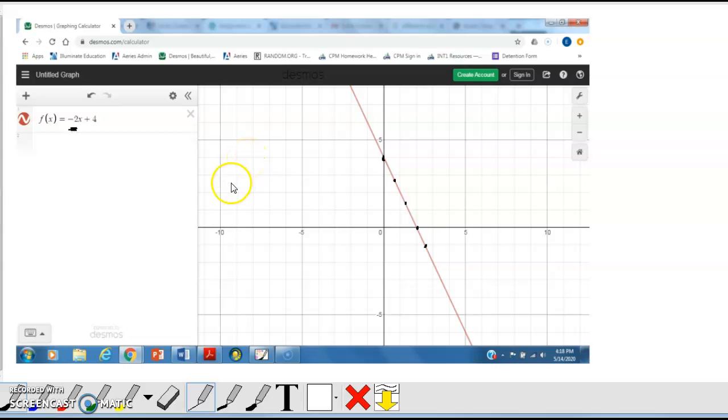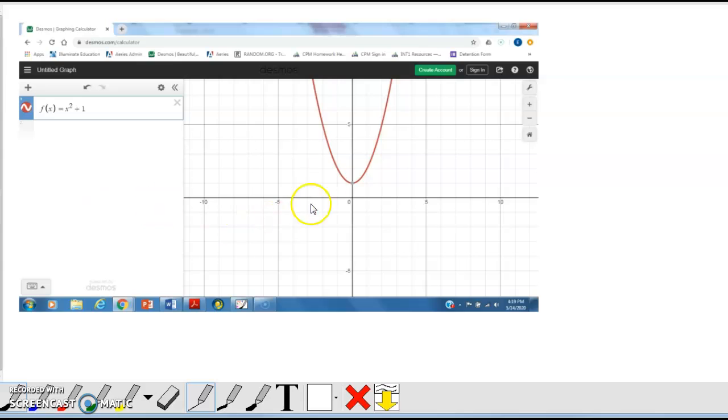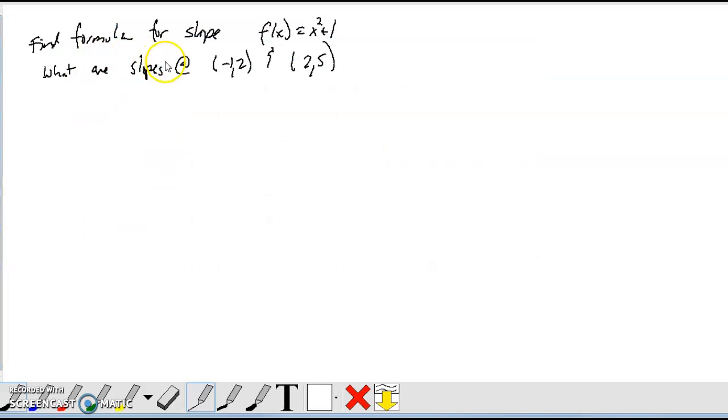What happens when things are not going to be a line? Let's take a look at our second problem. Our second problem is a parabola. So it's safe to say that the slope at this point versus this point versus this point, they're all going to be different. Here's our problem. We want to find the formula for the slope of this one. f of x is equal to x squared plus 1. And then I'm going to go one step further. I want to find the slope at these actual points. Again, I'm going to come up with my formula.